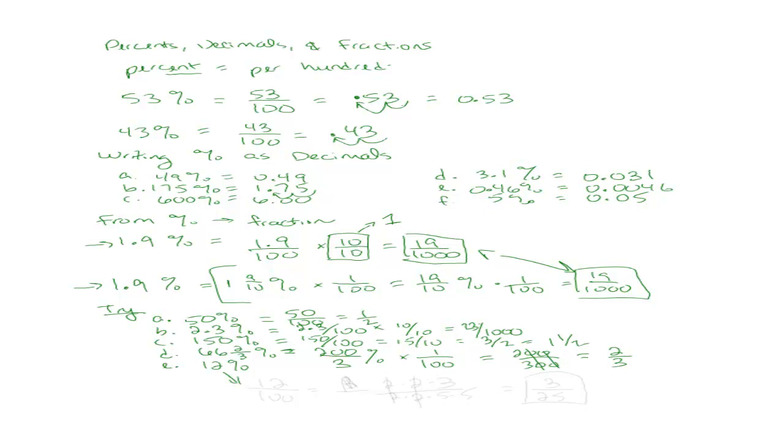And finally this one, this should be pretty easy. So 12% is 12 over 100. And what does that reduce to? You divide this one by 4, and you get 3. You divide 100 by 4, and you get what?